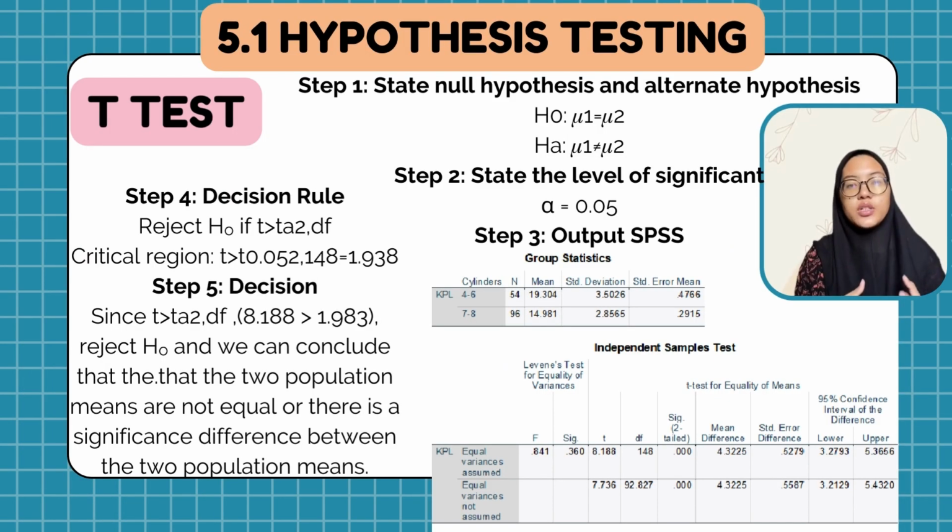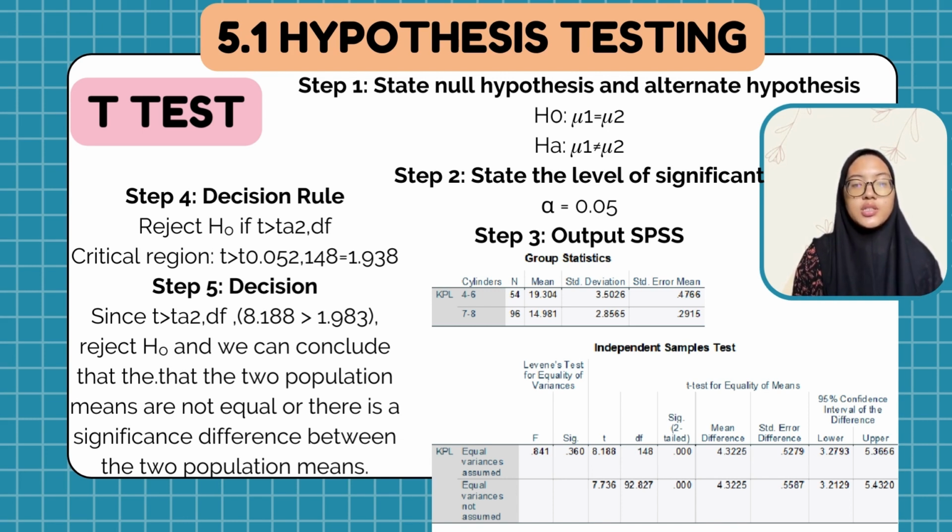For the t-test with a significance level alpha of 0.05, the null hypothesis H0 was stated as the equality of the means, μ1 equal to μ2, between two groups categorized by the number of cylinders: 4 to 6 cylinders and 7 to 8 cylinders. The alternative hypothesis HA was formulated as the means being not equal.